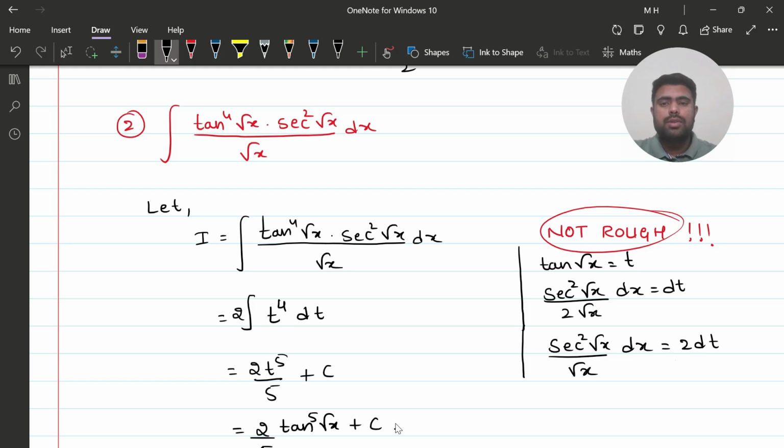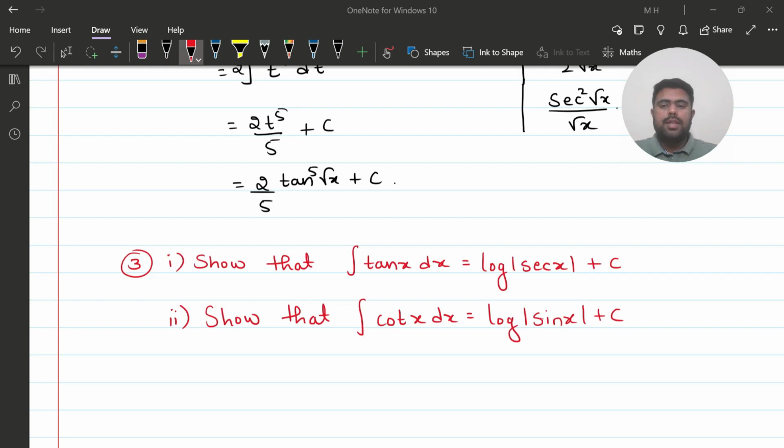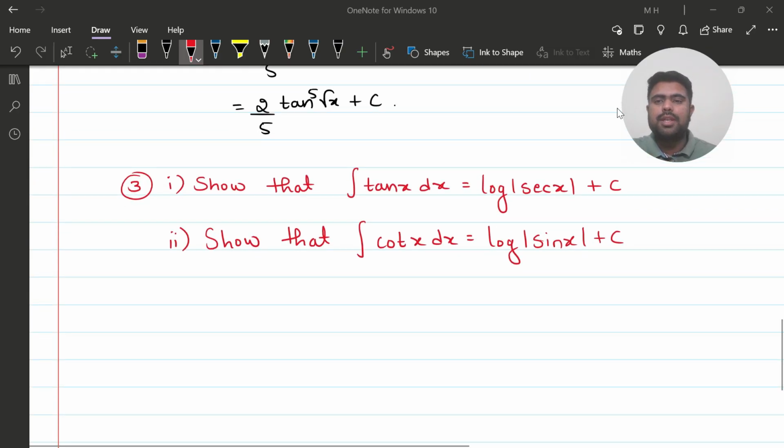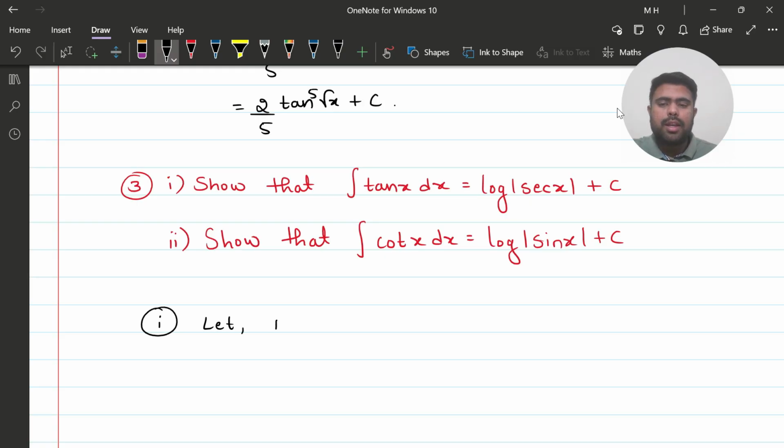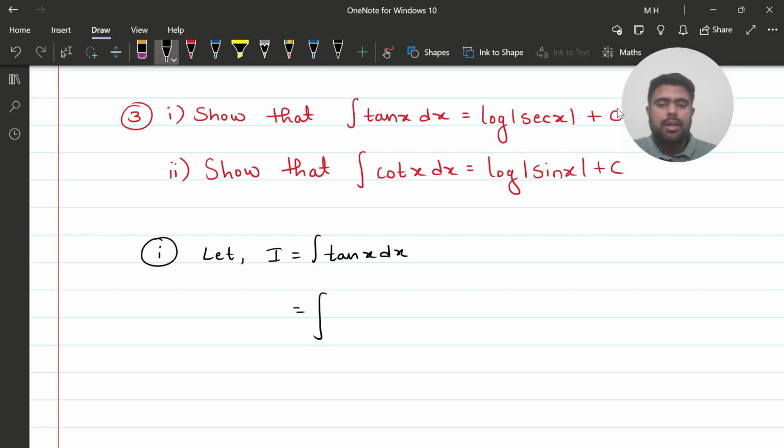Fine. Now we'll take up the next question. The question says show that the integral of tan x dx is log mod sec x plus c, and the second question says show that the integral of cot x dx is log mod sin x plus c. Both of these are very similar questions, so I will take up the first one first. Let I be equal to the integral of tan x dx. How can we write tan x? It is the integral of sin x divided by cos x dx.